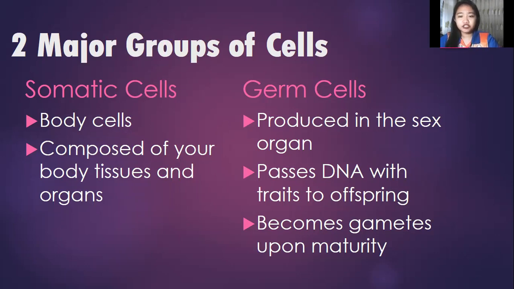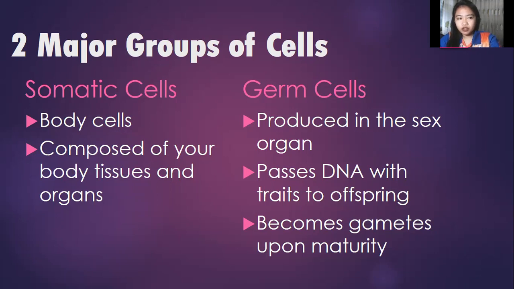The other type is the germ cells, and these germ cells are produced in the sex organs. For females, they are produced in the ovaries, and in males, they are formed in the testes. This special type of cell is the one that passes the DNA with traits to the offspring. That's the reason why you have similar features with your parents or some of your other relatives: it is because of the germ cells. These become the mates upon maturity.